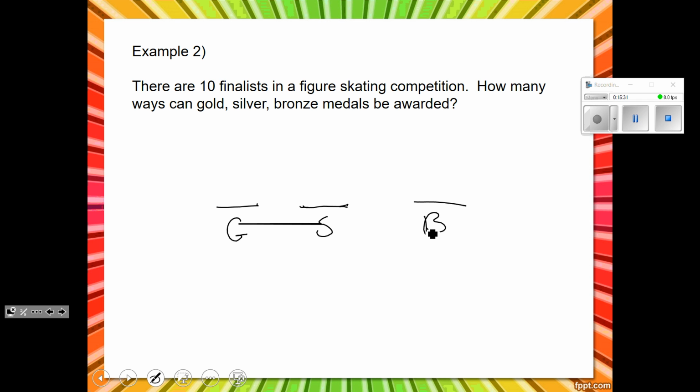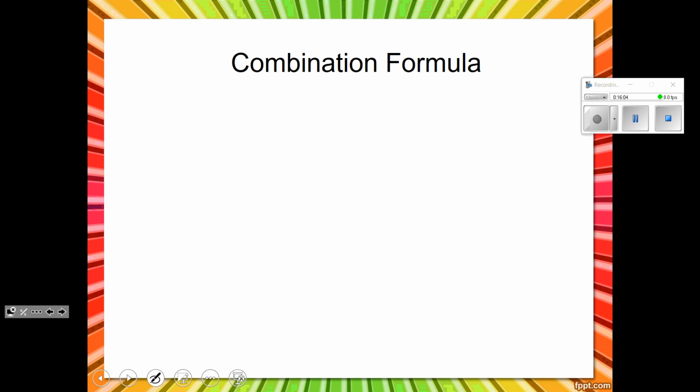How many different people could I put in the first position? 10. Well, okay, let's just say we award Gabe the gold medal. How many different people could I put in the second position? 9. And then how many different people could I put in the bronze? 8. And then that would give you 720 as well. Does that make sense? So sometimes you will see that as well. We'll be using the blanks along with the formula in an activity that we do a little bit later on today. All right, so let's go to our combination formula.